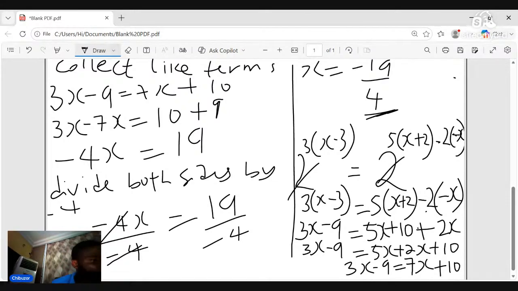That's what we got, right? Exactly. But Ugochukwu, you don't say 19 over minus 4. That minus is for both of them. You just say minus 19 over 4. It's the same thing, but this is the more appropriate way to write it. Ugochukwu, you understood me, right?